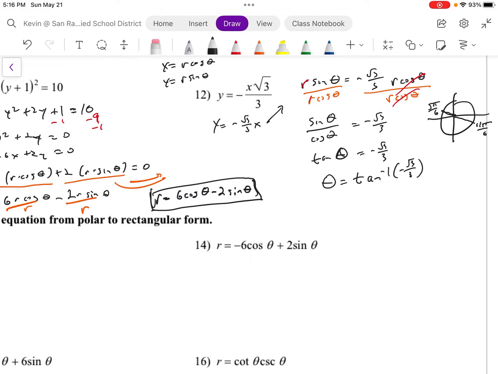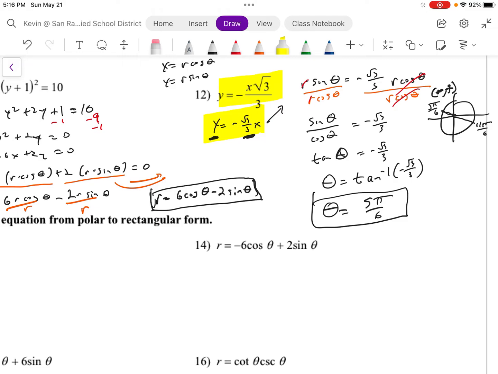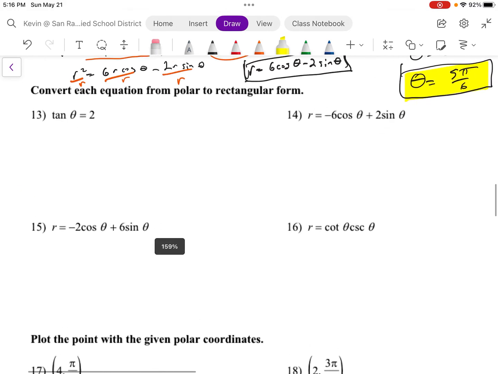Okay. However, let's go back to our original problem here where y is positive, x is negative. So in the second quadrant, x is negative and y is positive. So I'm going to have theta equals 5 pi over 6. This would be the polar equation that equates to this linear equation. So this linear equation is a straight line with a slope of negative root 3 over 3. This would be the polar equivalent of it, just theta equals 5 pi over 6.